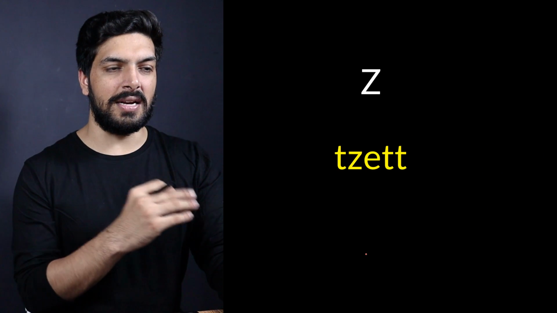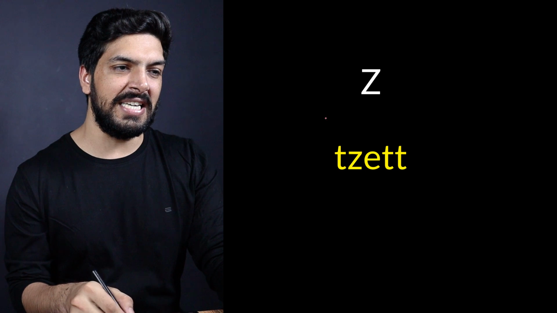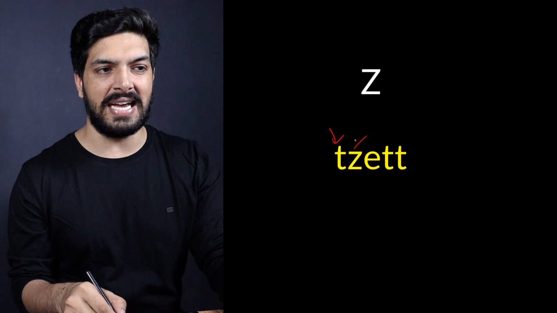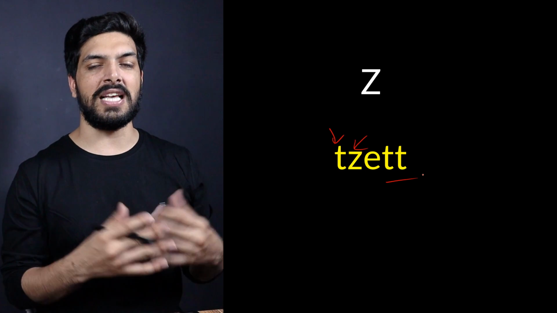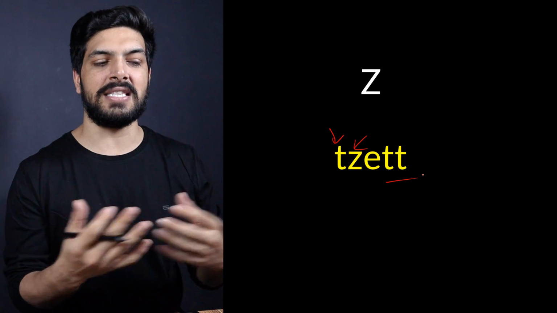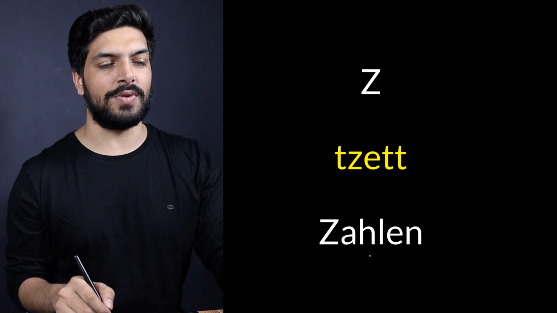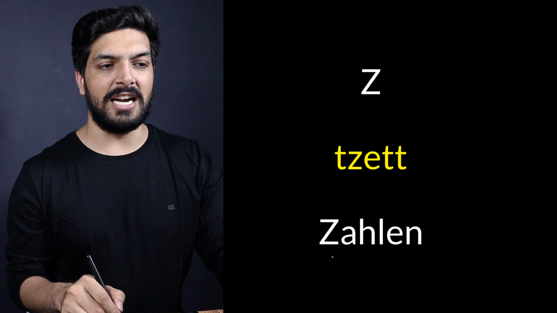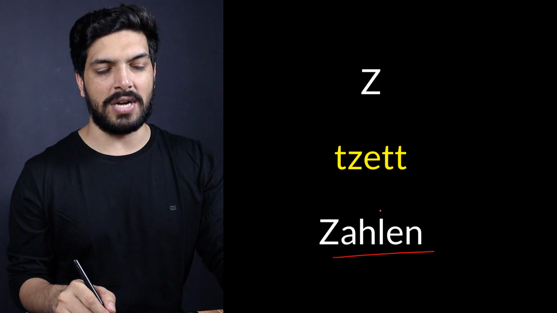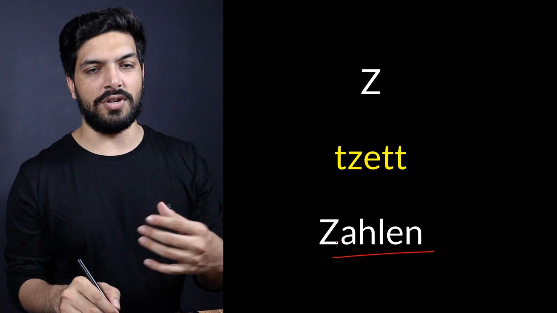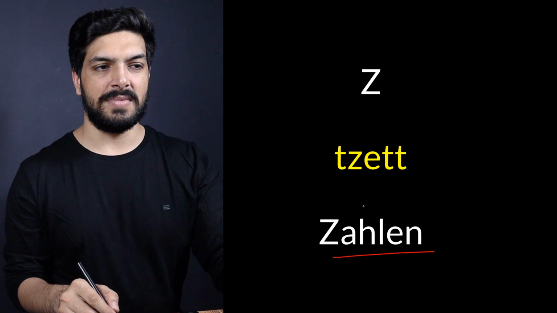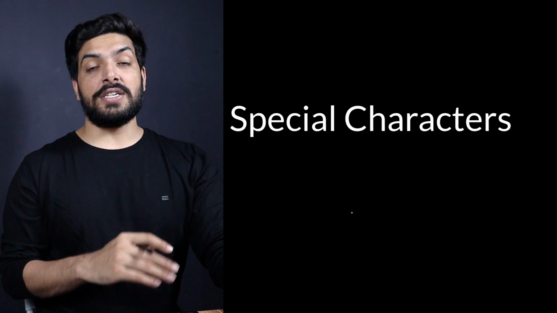Okay, Z is pronounced as Z. A little bit silent sound from T, but more strong in Z and T in the end. Strong T. Z, you can say like in pizza. So Zahlen also means numbers and to count, both ways. Zahlen means numbers as well as to count. So za sound, not za sound. Za. Okay. Now there are special characters.